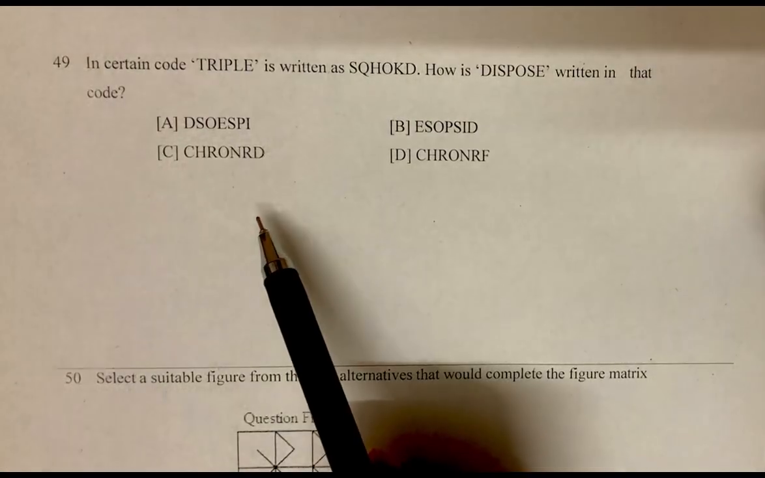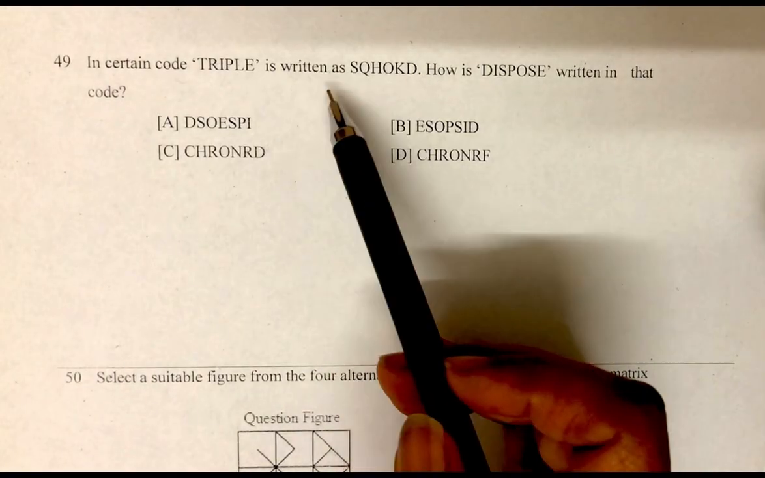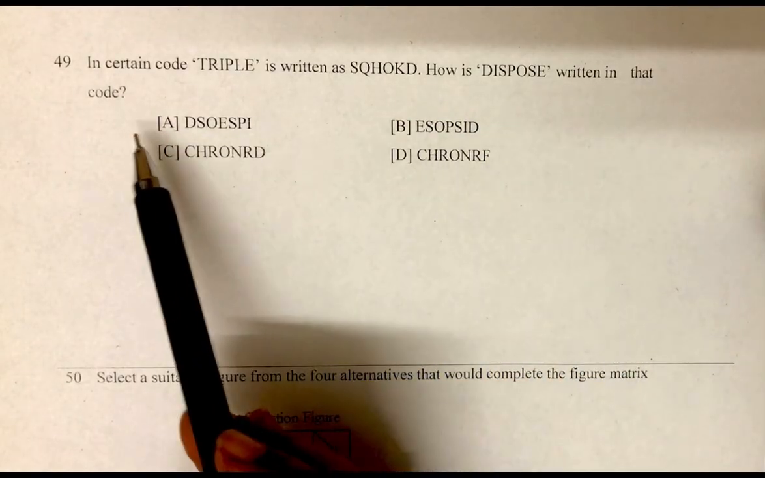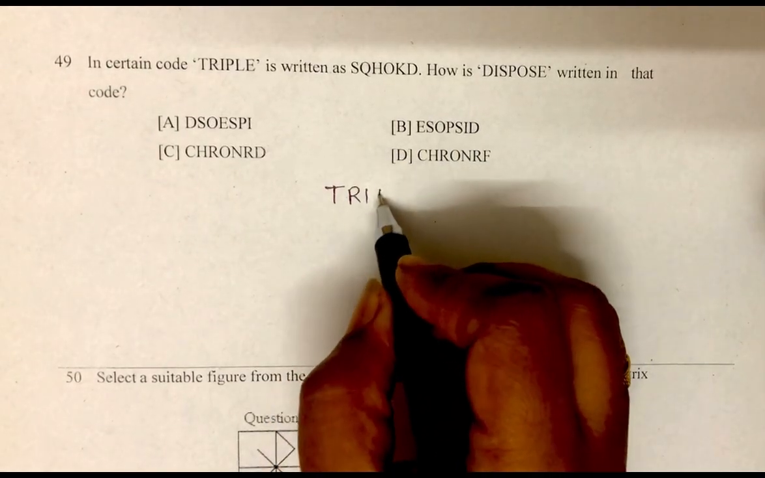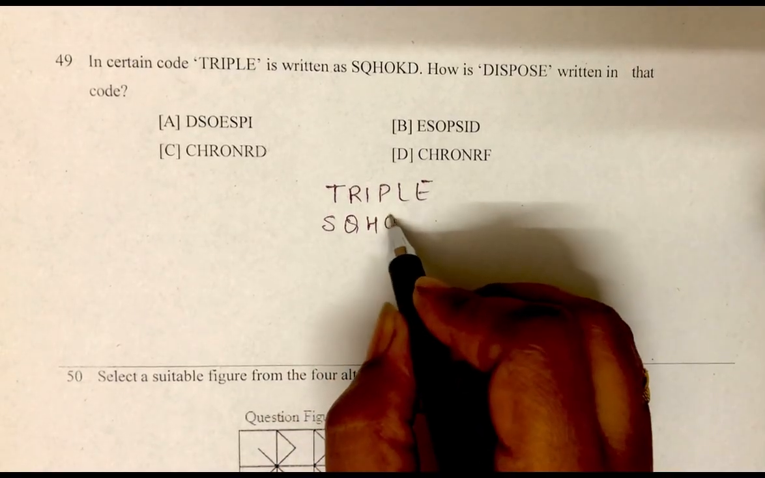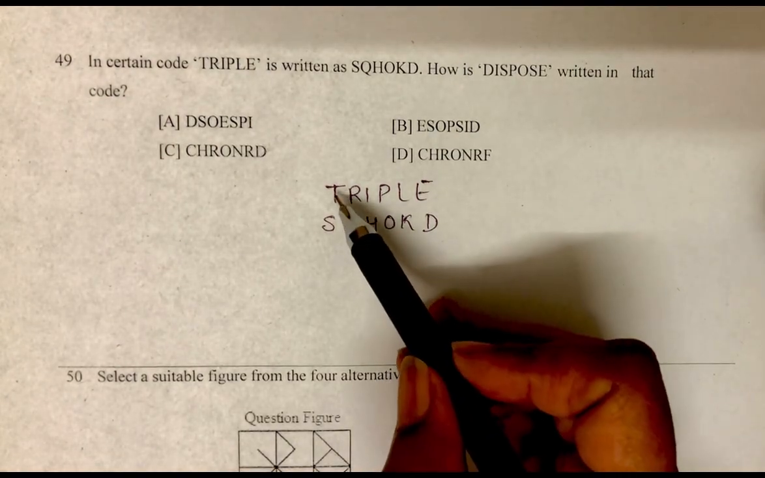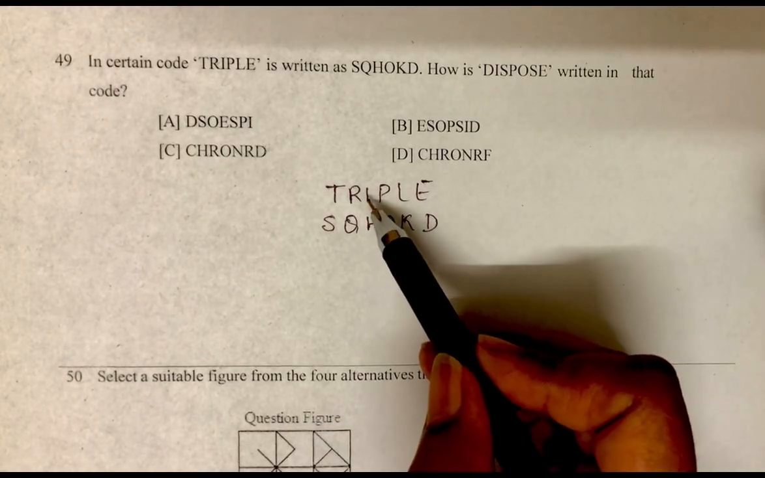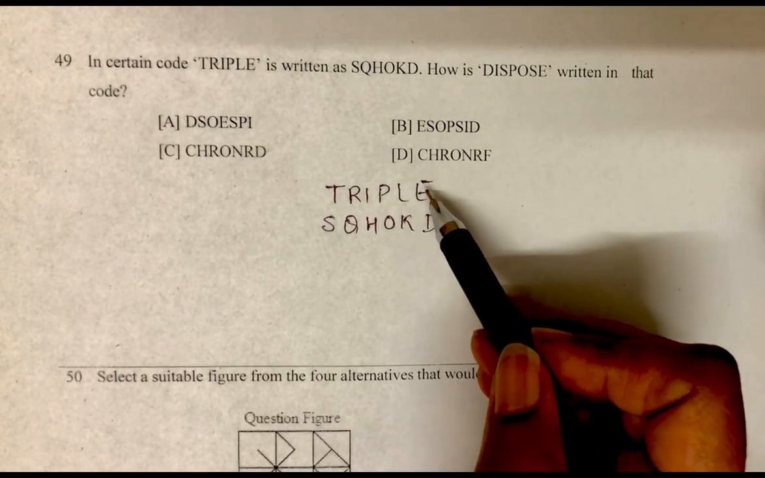Now look at question number 49. In a certain code, the word TRIPLE is written as SQHOKD. How is DISPOSE written in that code? Now look at the pattern. This word TRIPLE is written as SQHOKD. That is one alphabet before the given. Like S appears before T, Q appears before R, H appears before I, O comes before P, K comes before L, and D comes before E.